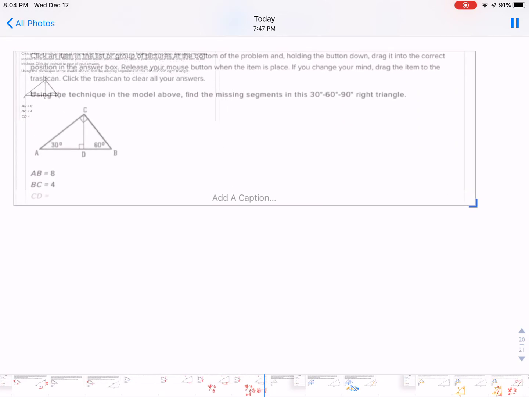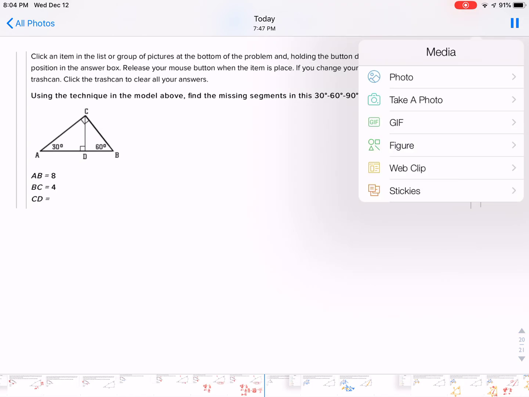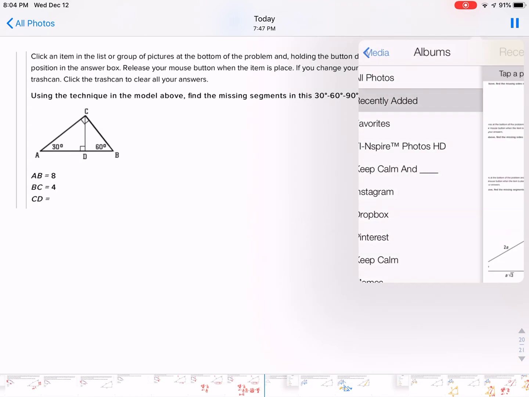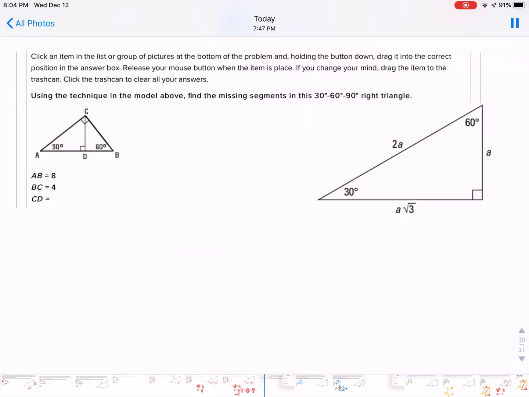Okay, here's the next one. I'm going to put that 30, 60, 90 up here just so we can compare it and deal with it. Okay, so it says using the techniques in the model above, find the missing side.